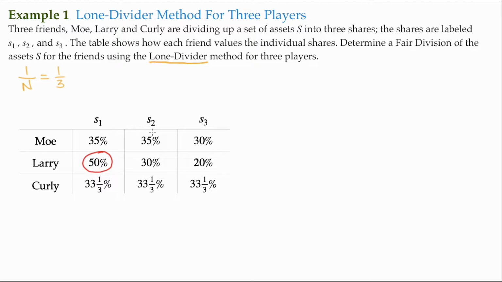Therefore, Mo will have to get share 2. And then Curly gets what's left. And of course, that's share 3. So the fair division, according to this table, is that Mo gets share 2, Larry will get share 1, and Curly will get share 3.